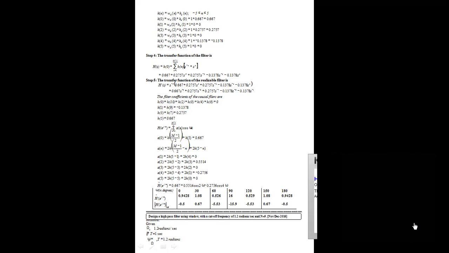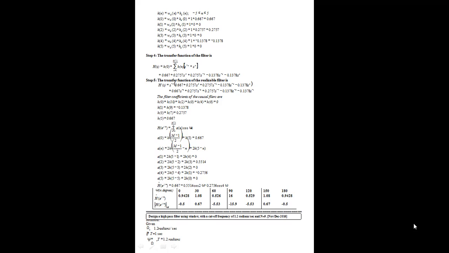So H(z) is equivalent to h(0) plus the summation over n from 1 to (M minus 1) by 2 of h(n) into z power minus n plus z power n. So I'll substitute all the values. We are able to get the value 0.667 plus 0.2757 z power minus 1 plus 0.2757 z power minus 2 minus 0.1378 z power minus 3 and minus 0.2078 z power minus 4.